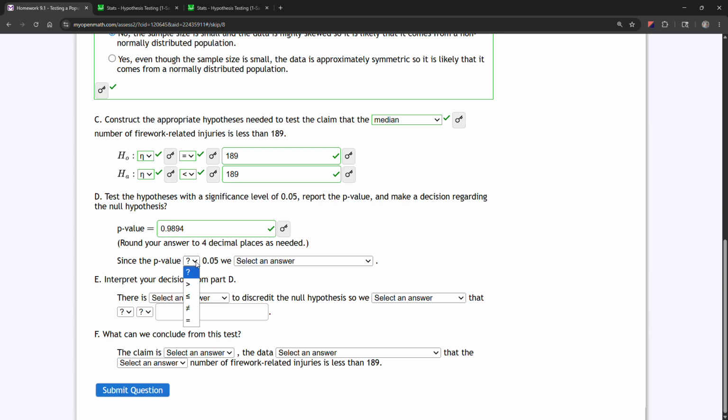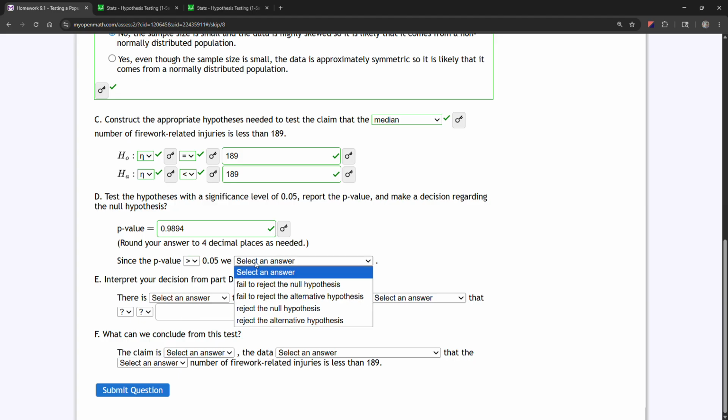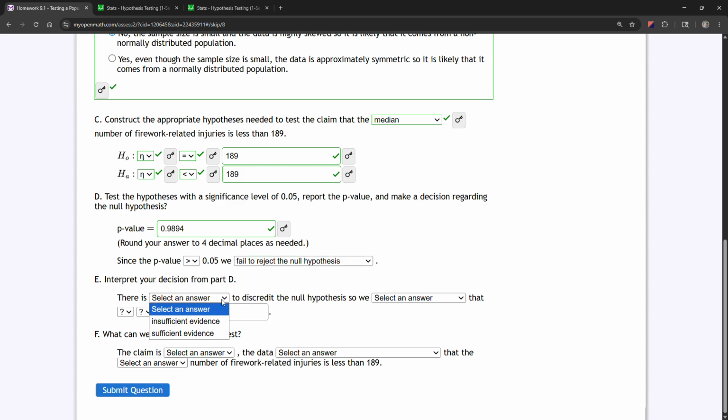And we can conclude that since the p-value in this case is greater than 0.05, which is our given significance level, we fail to reject the null hypothesis. That means there is insufficient evidence to discredit the null hypothesis, so we maintain our assumption that the population parameter, which in this case is eta, is equal to 189.